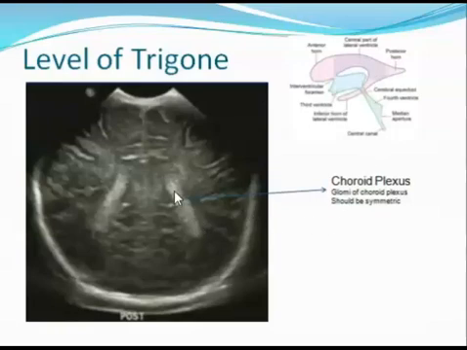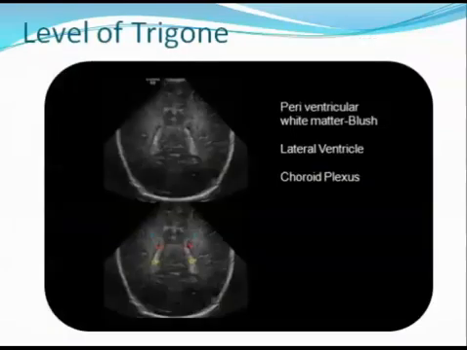Look over here. When you see this appearance of the choroid plexus, you are at the level of the atria or the trigone. Choroid plexus is prominent in preterm infants. Choroid plexus hemorrhages may be difficult to differentiate from the bulky normal choroid plexus.